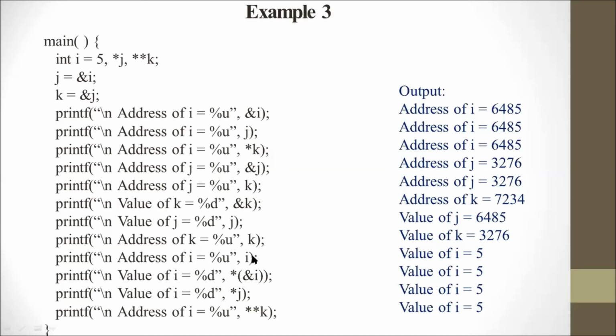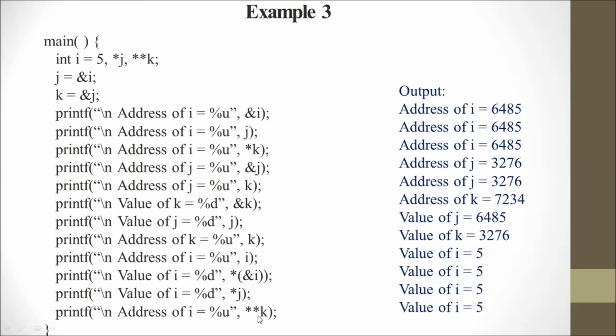And here, *(&i) will print the actual value of i, so it will print 5. And here we use a pointer and address of i, which also prints the actual value of i, 5. And in the second last, it will print *j. Here we use the pointer j, so this will also print the actual value of i.